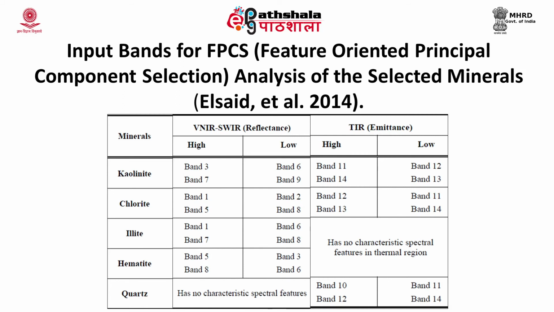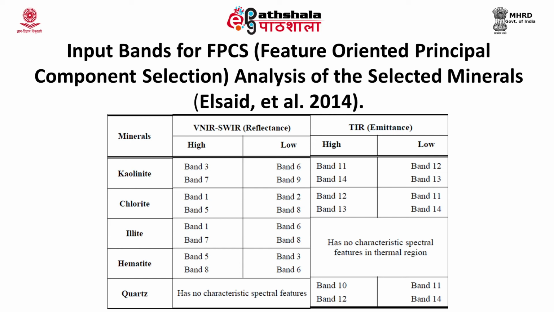So, the first one is feature oriented principal component analysis. You can see, for the identification of different minerals, for example kaolinite, chlorite, illite, hematite and quartz, they have chosen different bands, high and low. For example, bands 3 and 7, which come under the visible and near infrared to short wave infrared region. They have also used thermal infrared radiance. So, different bands have been used for the principal component selection.